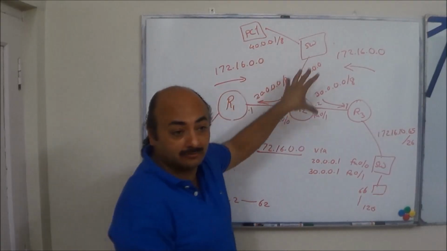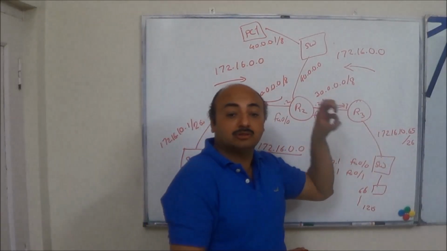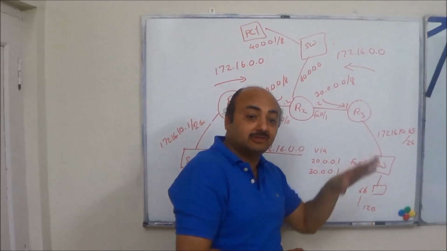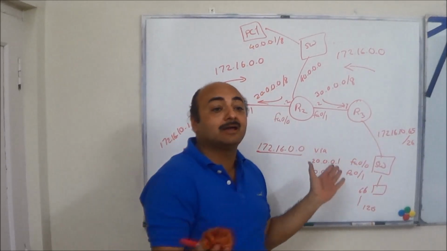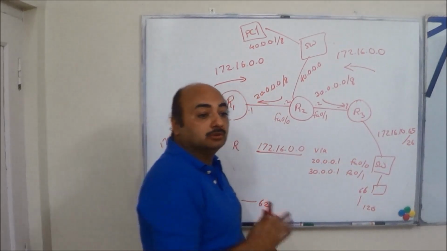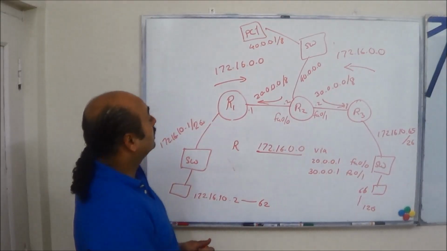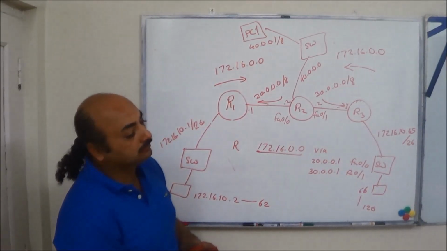Because all the same subnets were on the same router or in the same vicinity. They were not separated by a major network. So keep that in mind. Yes, sir. Contiguous and discontiguous networks.